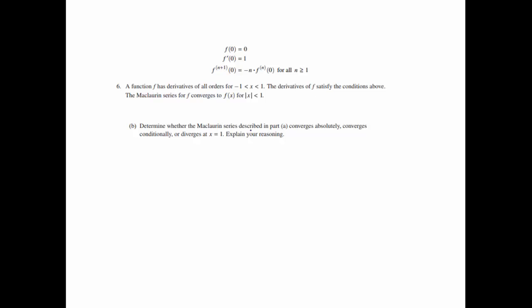Determine whether the Maclaurin series described in part A converges absolutely, converges conditionally, or diverges at x equals 1. So if you recall, the general form looked like this. Okay, we're trying to decide how does that converge, and it says at x equals 1. So I'm going to put 1 in there. So I'm really going to end up having negative 1 to the n plus 1 over n. And I'm trying to decide how does that converge.